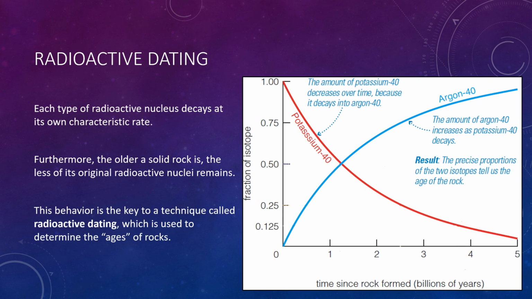Experiments show that each type of radioactive nucleus decays at its own characteristic rate, which can be measured in the laboratory. Furthermore, the older a solid rock is, the less of its original radioactive nucleus remains. This behavior is the key to a technique called radioactive dating, which is used to determine how many years ago a rock cooled and solidified, or simply to determine the ages of rocks.